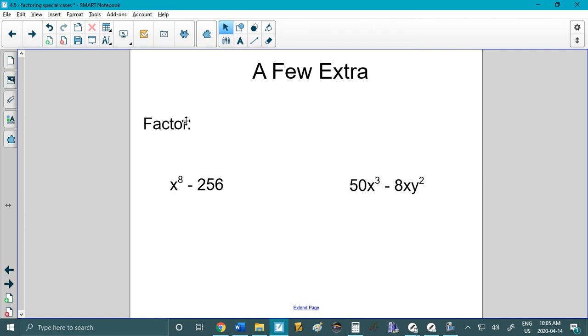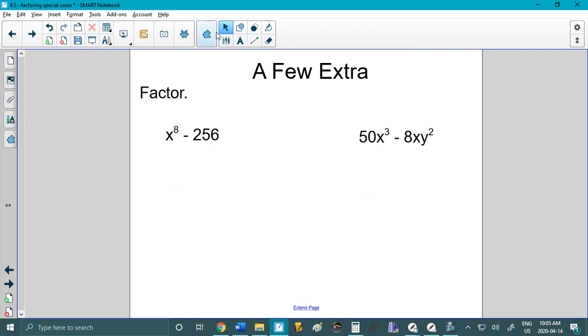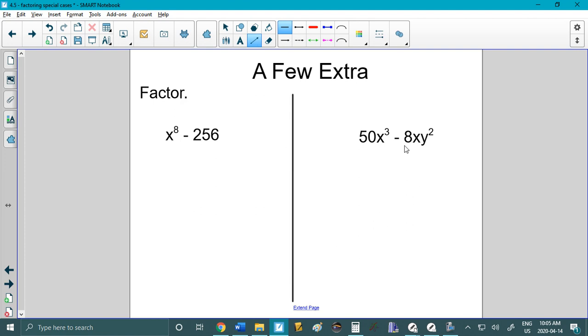Okay, so a few extra. I want you to factor these. Again, as always, I encourage you to try them on your own. The first thing you're going to notice is that both of them are two terms that are being subtracted. So whenever you see that, you should think difference of squares. So if you're going to try them, please pause and try them now.